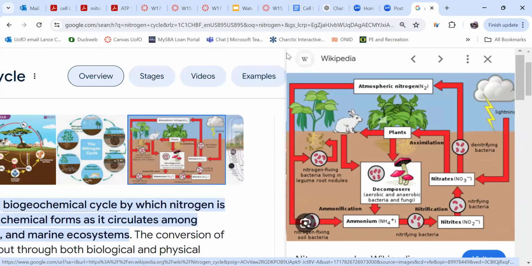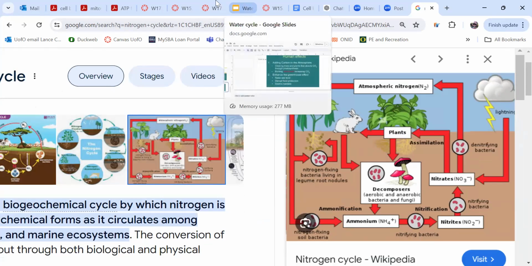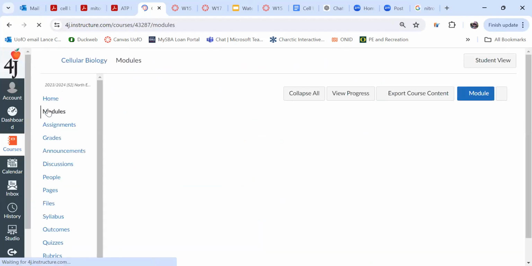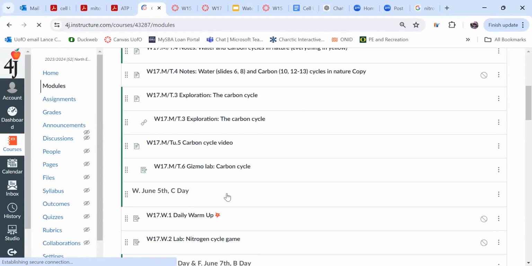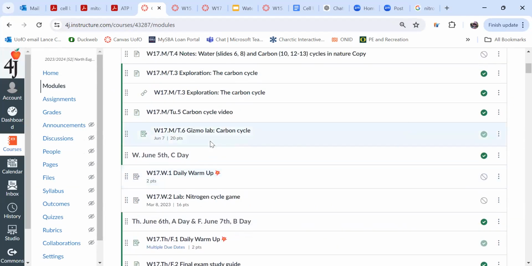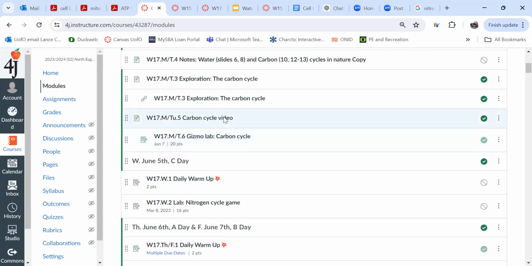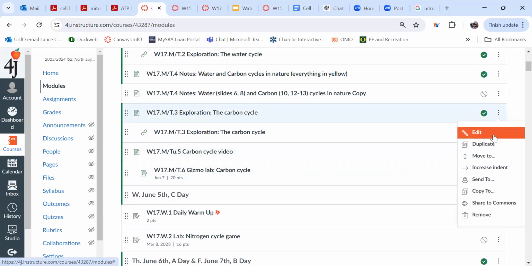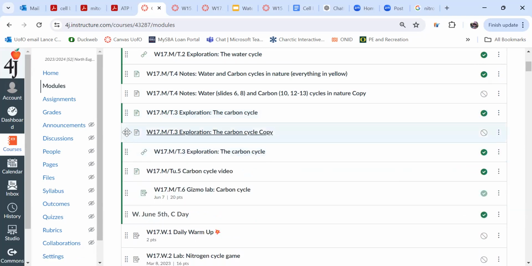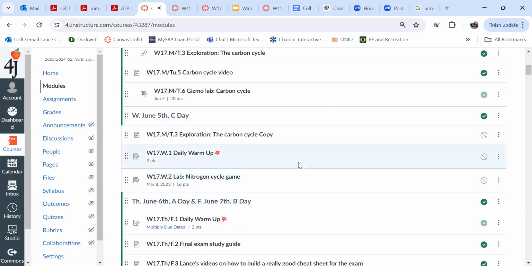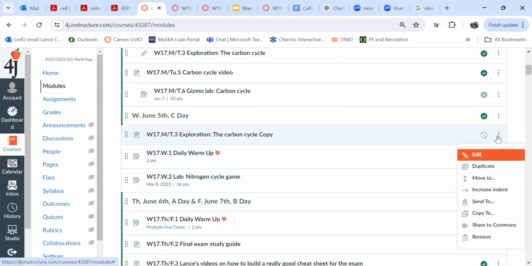Copy image. Where should I put this? Let's go to modules. We didn't put anything there, so maybe I'll put this right here. I'll duplicate that and put this down here, so that we have a resource on the nitrogen cycle. And so we'll edit that.